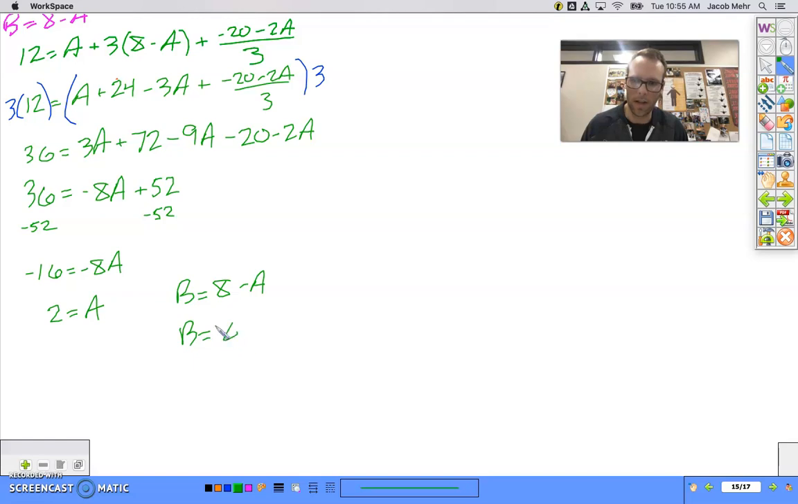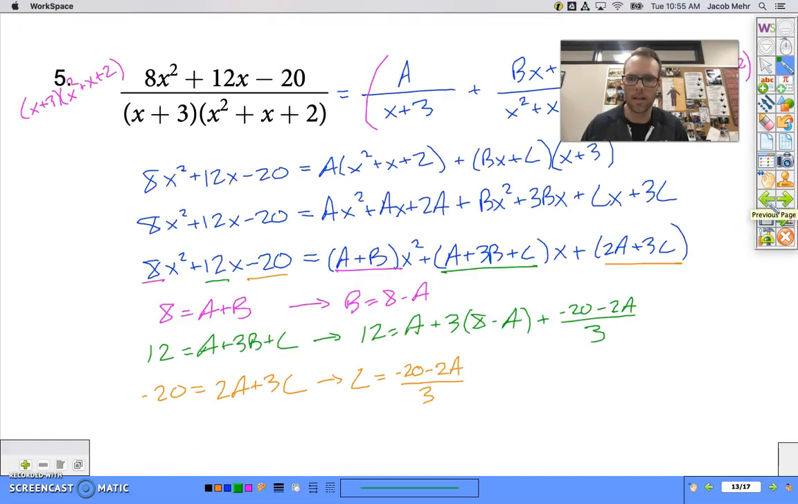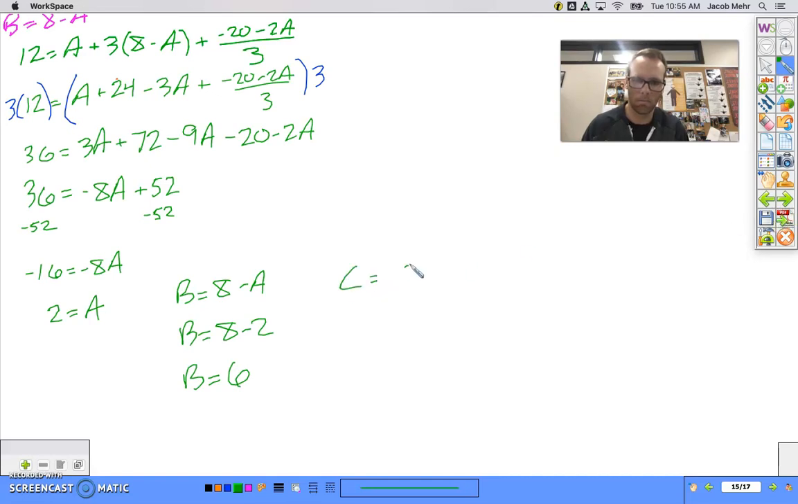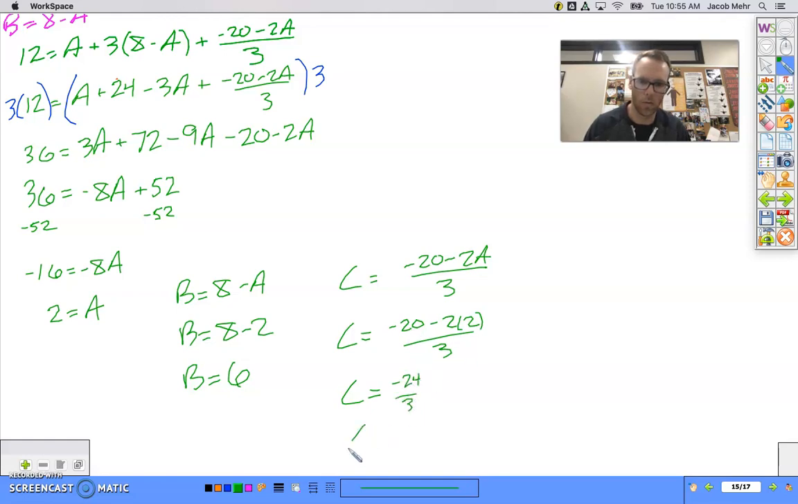So b is 8 minus 2, b is 6. C is this, negative 20 minus 2a over 3. I could have used the other equation as well, that's all right. I just picked this one, negative 20 minus 2 times 2 over 3. Let's see here, that's negative 24 over 3. C is negative 8. There are my A, B, and C.